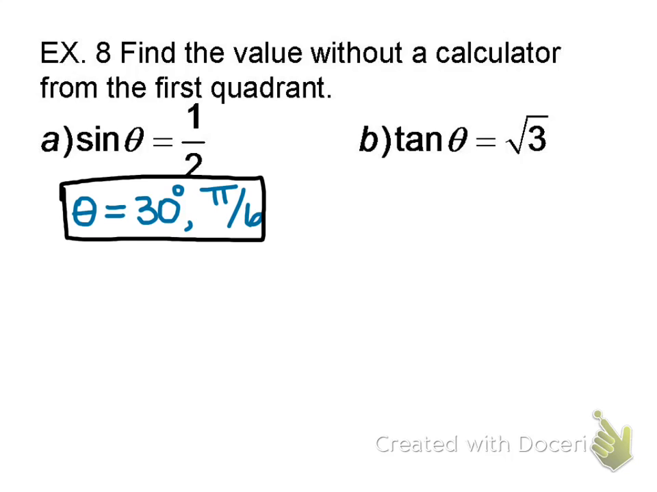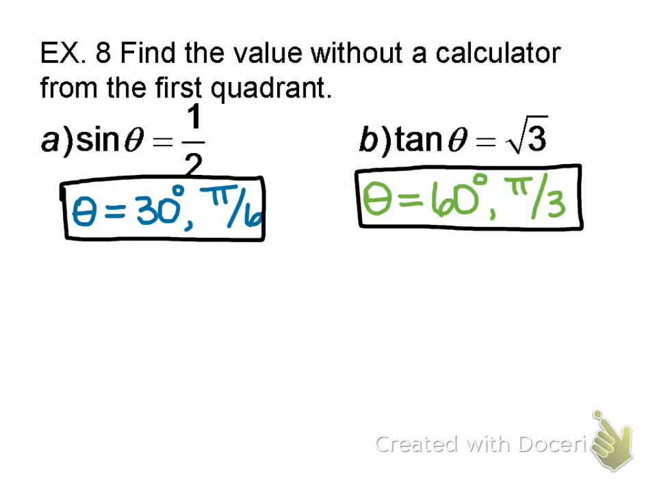Part B wants us to find the angle that has a tangent of square root of 3. So remember, the tangent is the sine divided by the cosine. So sine divided by cosine to equal the square root of 3 is going to be at 60 degrees or pi over 3 radians. So just learning how to use your unit circle and find the missing information that they're asking you for.